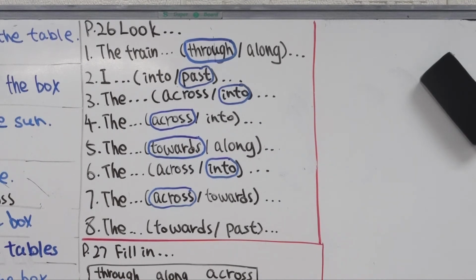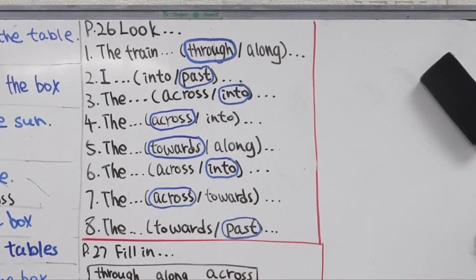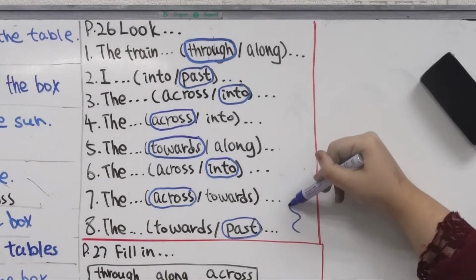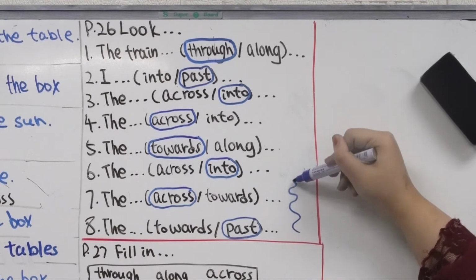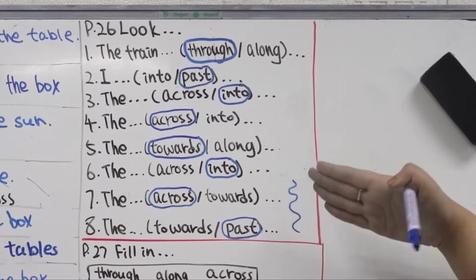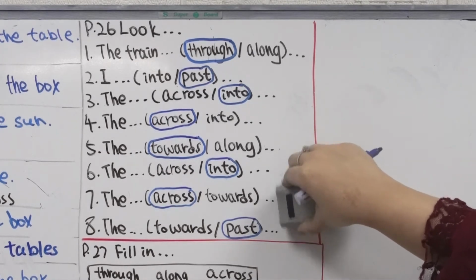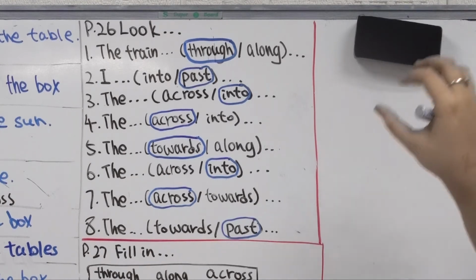Number 8, the snake is slithering what? The grass. Towards or past. So basically, it is slithering past. Do you know what is slithering? So basically, a snake goes like this, right? Just like the letter S. Slither, slither, slither, right? They can't walk like us, right? They can only slither. So basically, slither means how a snake walks, all right? Don't get confused. Slithering past the grass, all right?